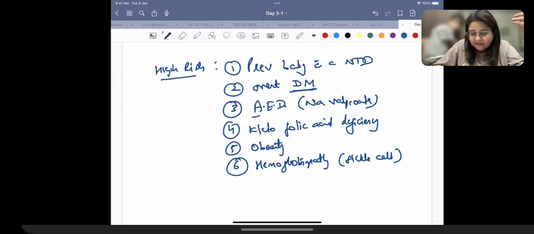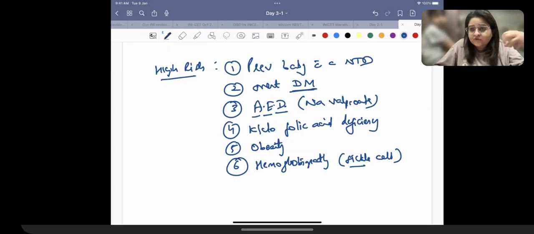AED is anti-epileptic drug, women on anti-epileptic drugs. So women who have a hemoglobinopathy, usually the red cell production is higher. So more folic acid is required and these women tend to be folate deficient.